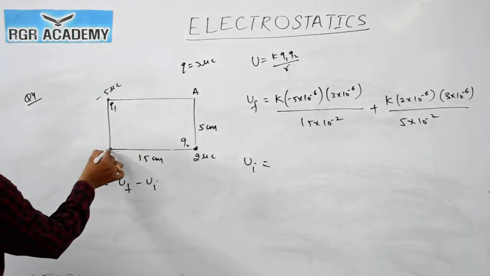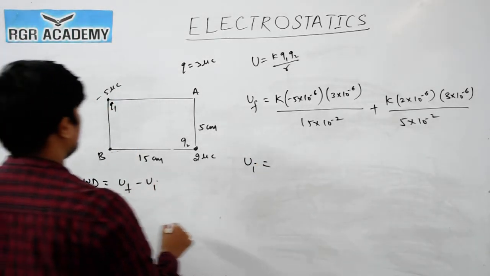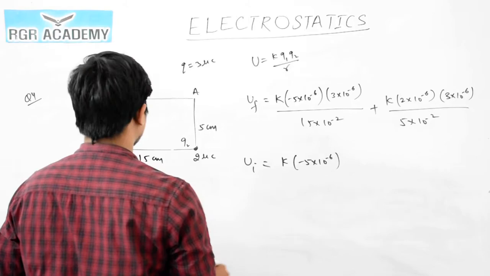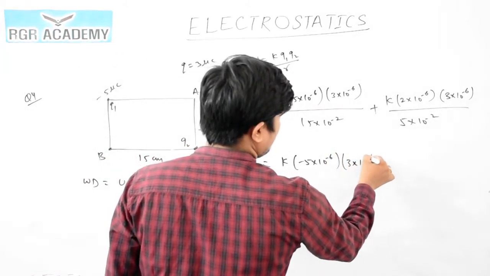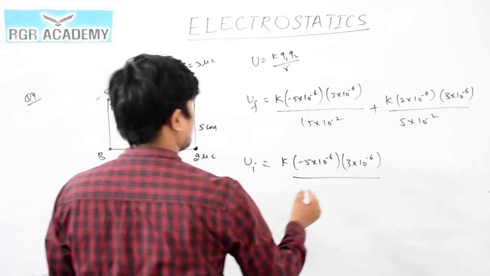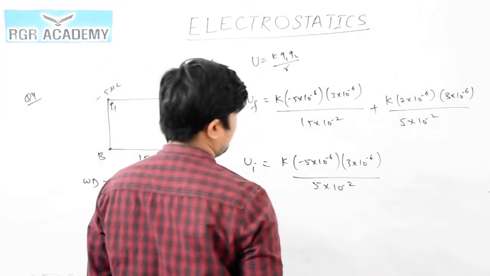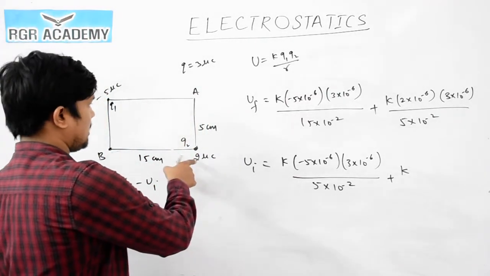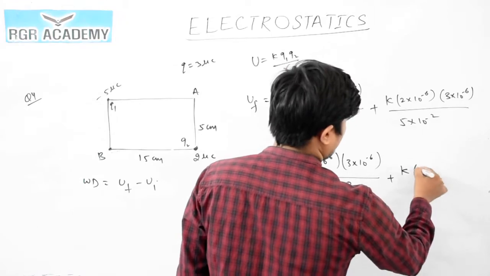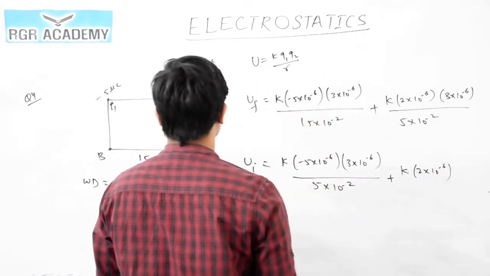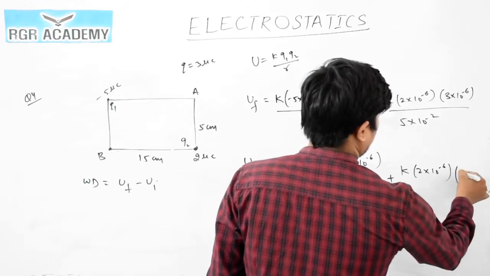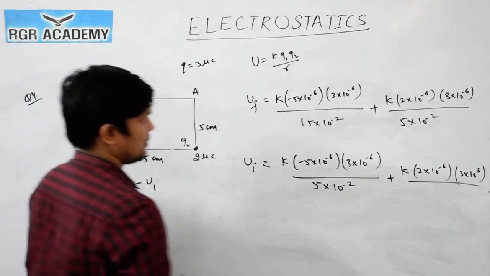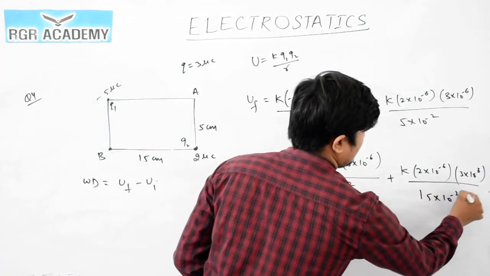Now what is U initial? U initial is when the charged particle is here, then it will be k into minus 5 into 10 to the power minus 6, into q2 which is 3 into 10 to the power minus 6, divided by r. So this distance is 5 into 10 to the power minus 2. Plus k q1 q2, where q1 is 2 into 10 to the power minus 6, into 3 into 10 to the power minus 6, divided by this distance, which is 15 into 10 to the power minus 2.